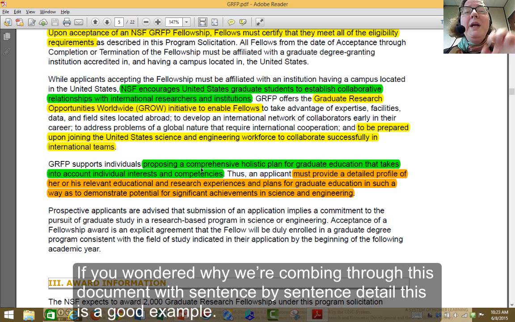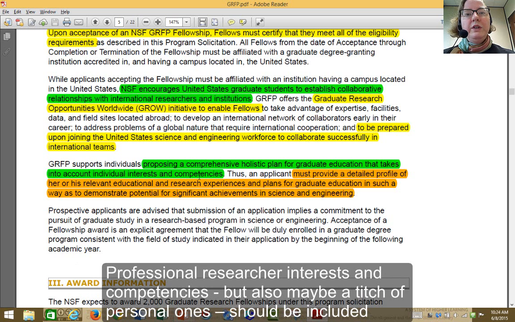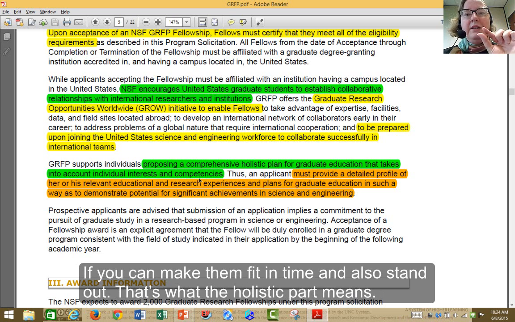If you wondered why we're combing through this document with sentence-by-sentence detail, this is a good example. The strategic bit is that the plan outline should be comprehensive, holistic, and with individual interests and competencies addressed. Professional researcher interests and competencies, but also maybe a titch of personal ones, should be included, if you can make them fit in time and also stand out. That's what the holistic part means.